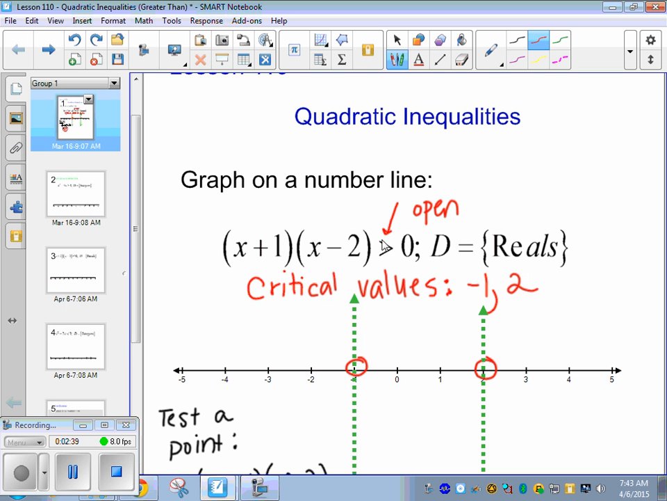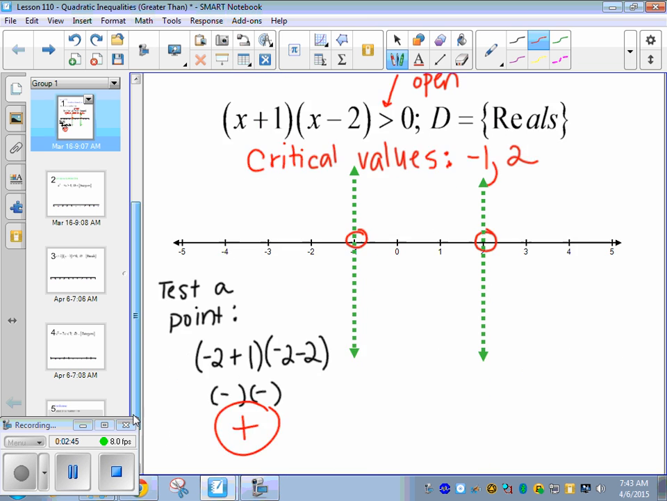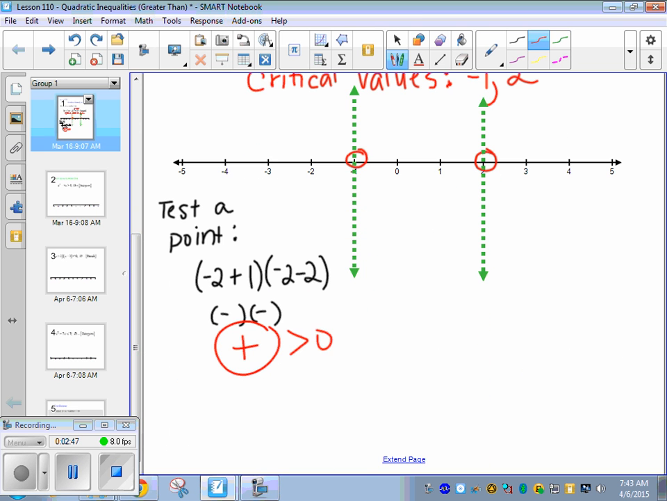So yes, we're going to get a number greater than 0, which means that this region is a solution. So since this is greater than 0, yay, you're a winner. All right? And we're doing a domain of real numbers, so we can go ahead, whoops, and shade left. That's not very straight.